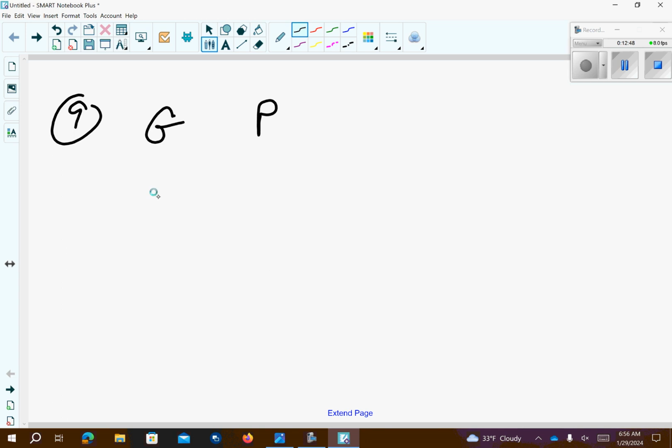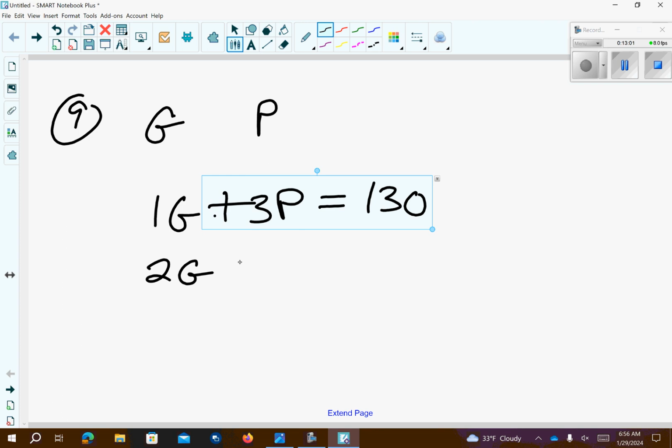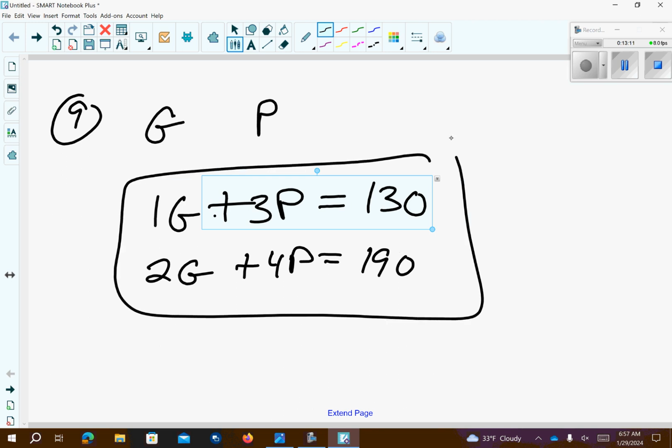So they bought 1 case of Gatorade plus 3 cases of Powerade. That's equal to 130. And then the next month they bought 2 cases of Gatorade and 4 cases of Powerade, and that's 190. And so we're just writing the system. This is my system. This is all done. So you have your variables and your system. You don't have to solve this one.